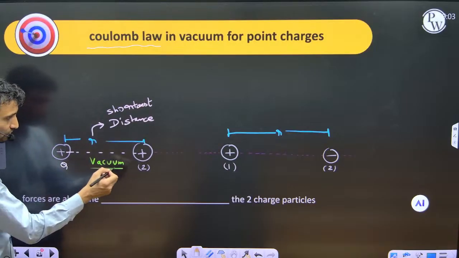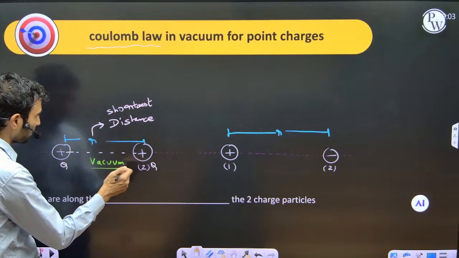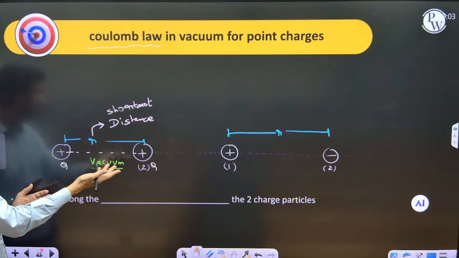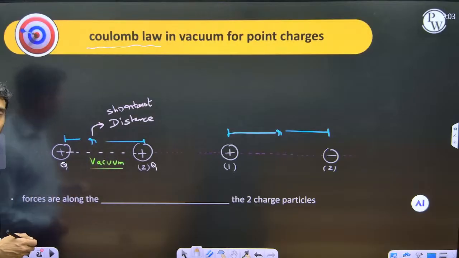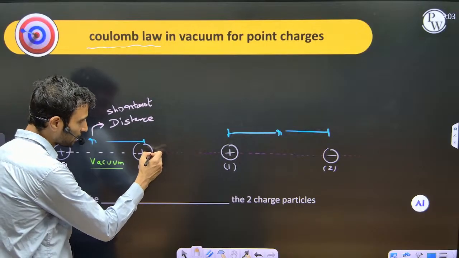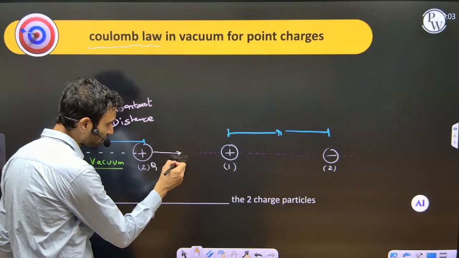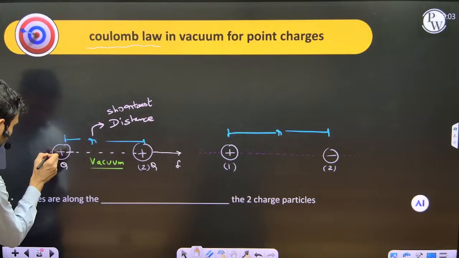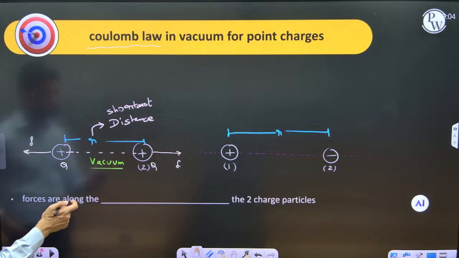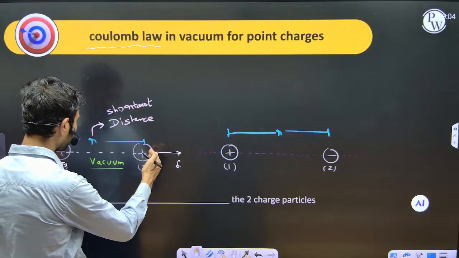So let us say you have got two charges. Let's say this is Q and this is also Q, and they are positive charges. So between them there will be attraction or repulsion. There will be repulsion. So this charge will feel a repulsive force in this direction called F, and this charge will also feel a repulsive force in this direction F, away.